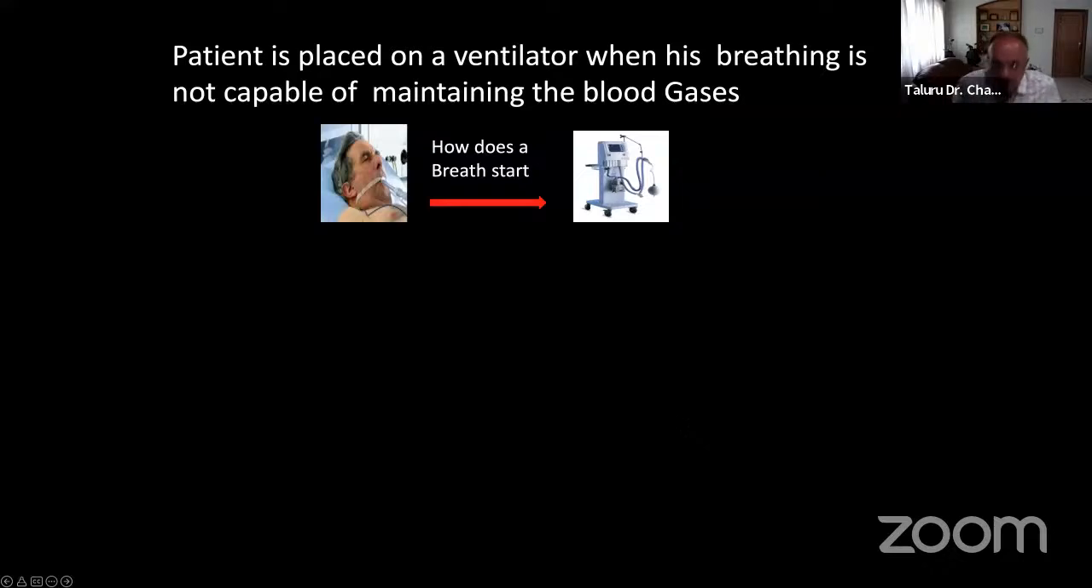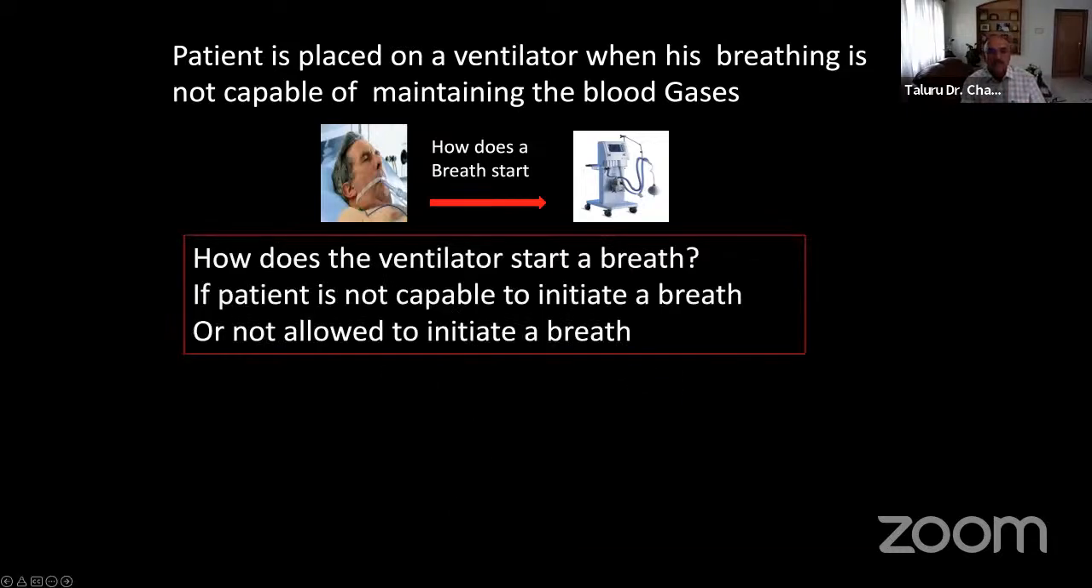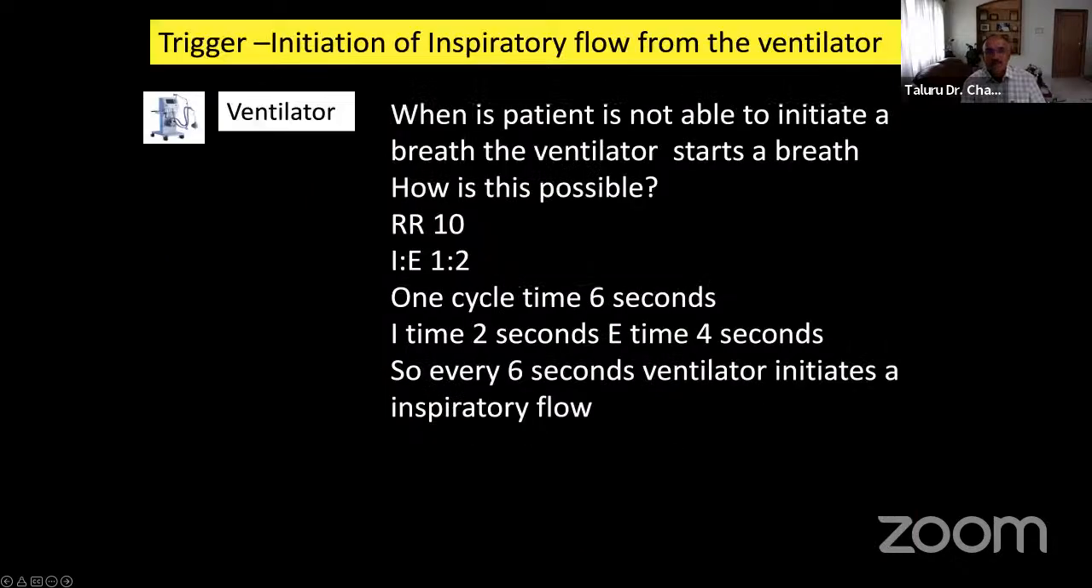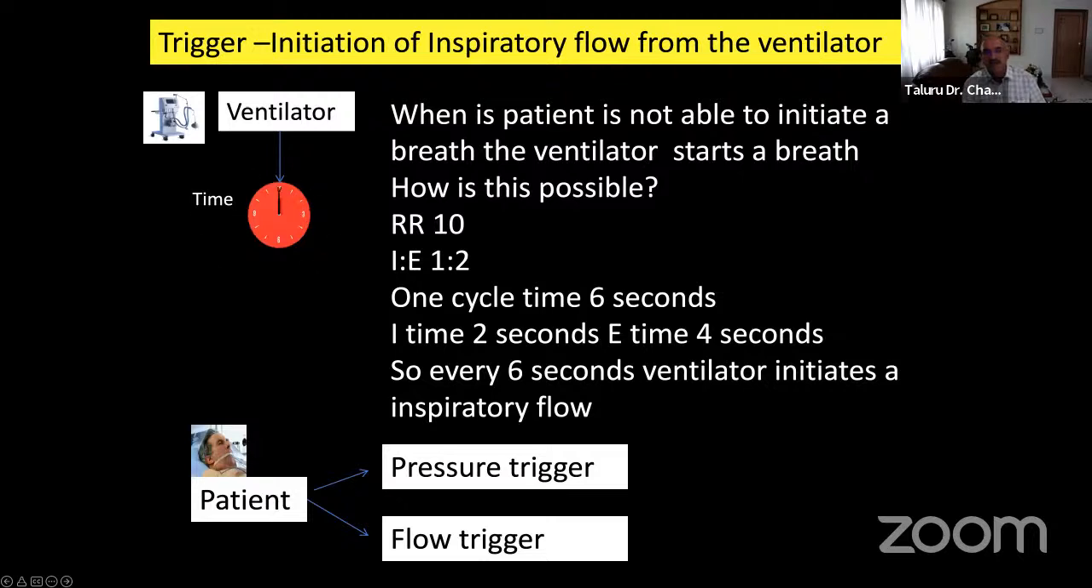Now, we have understood that ventilator will start a breath only by elapse of time. So how does the ventilator or the patient tell the ventilator that I want a breath? How does it trigger? So that is the next question. So time, it's always ventilator. If ventilator, it's always time based.